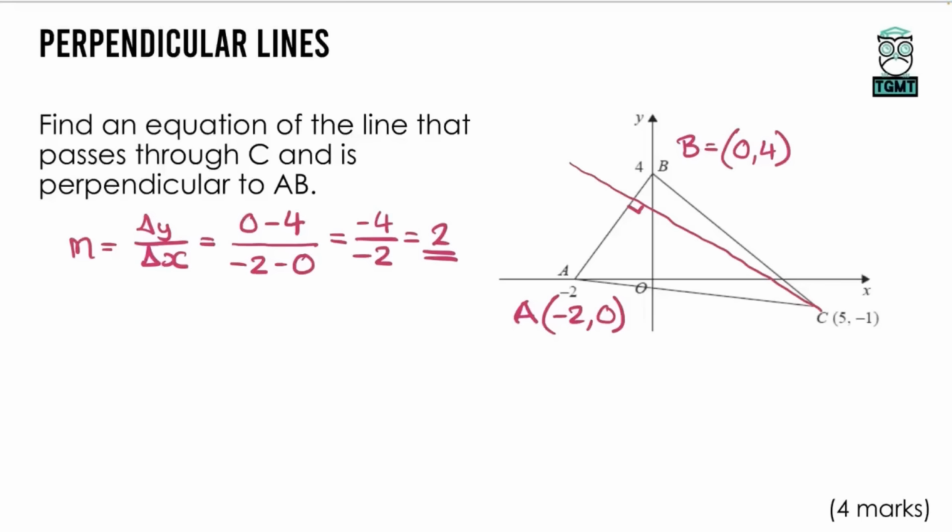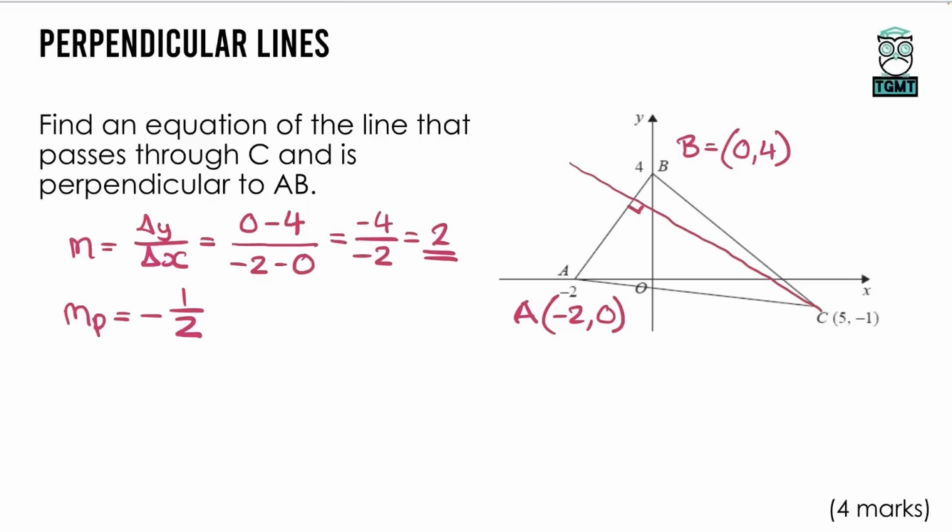If we want the perpendicular gradient, we have to do the negative reciprocal. For the negative reciprocal, we change the sign in front of that gradient so it becomes negative as it was +2, and then we do the reciprocal. The reciprocal of 2 is 1 over 2. So our perpendicular gradient for that perpendicular line is -1/2.